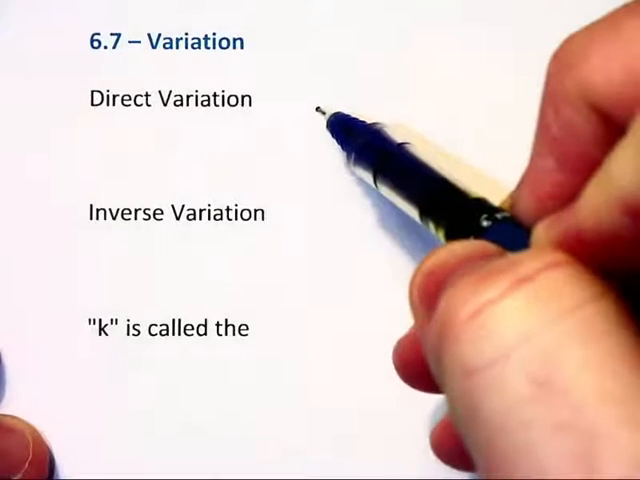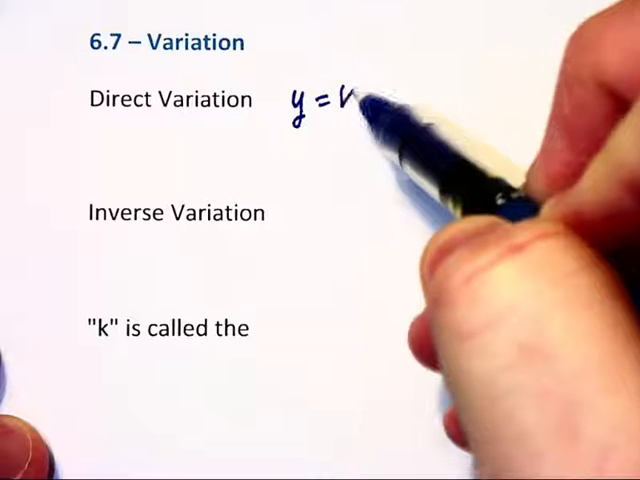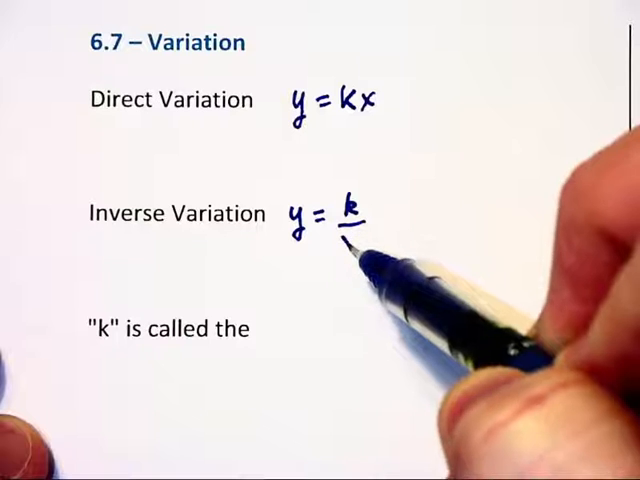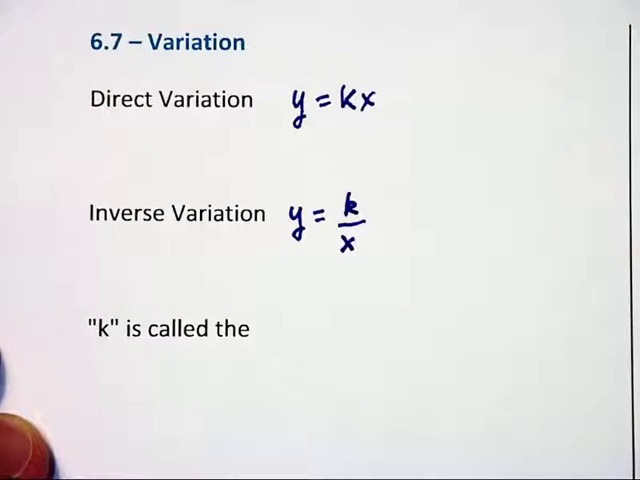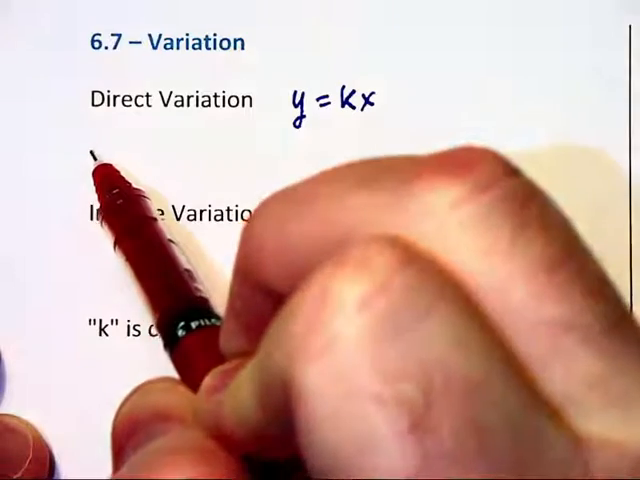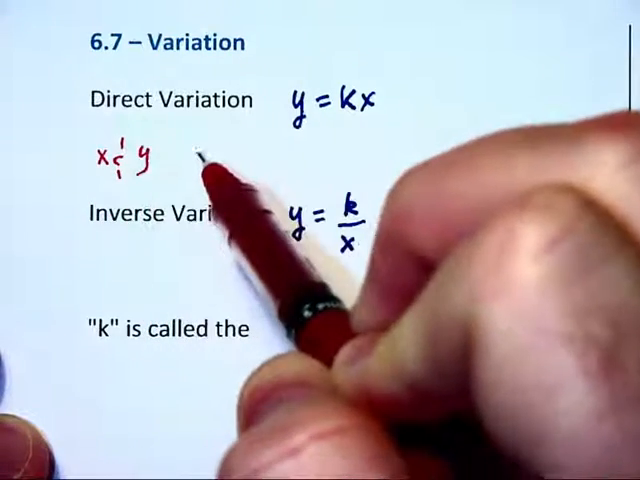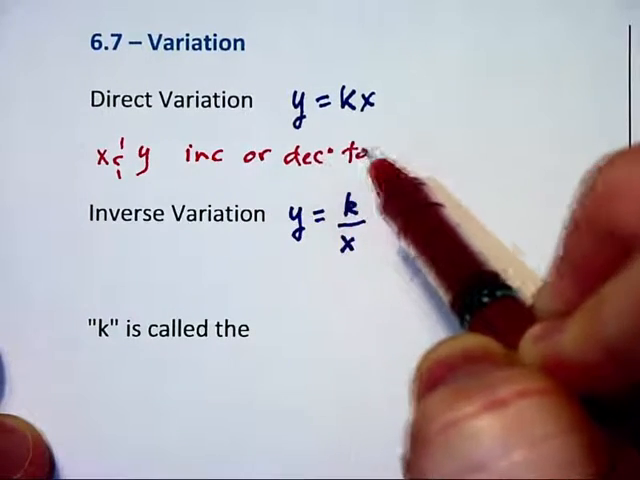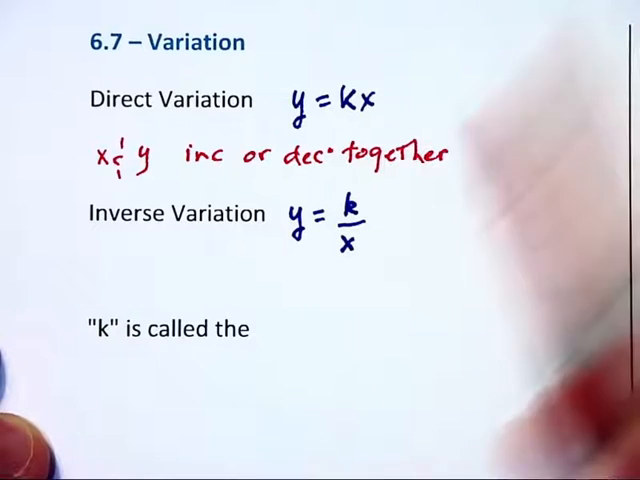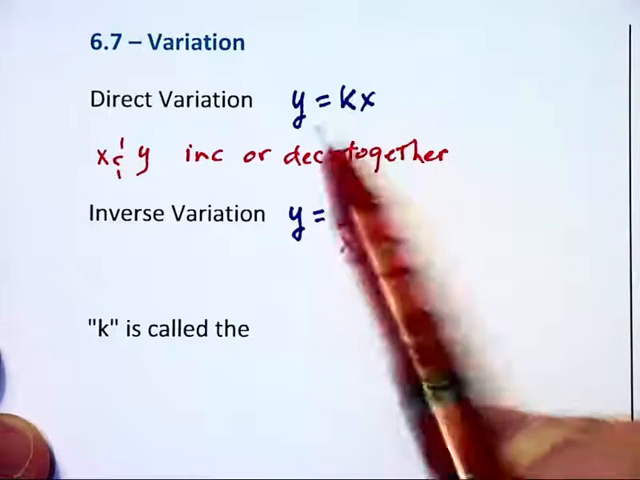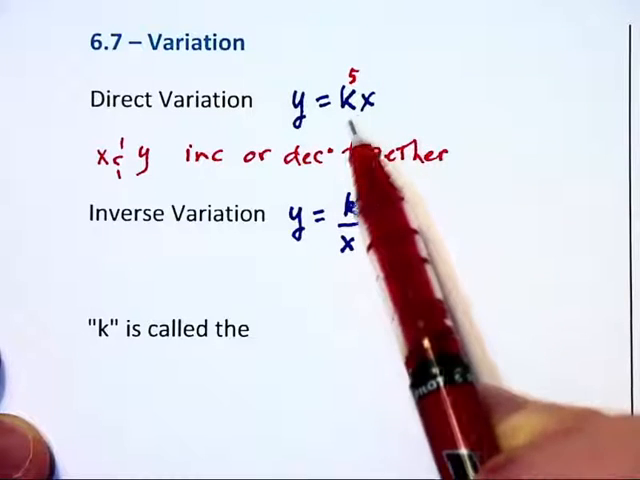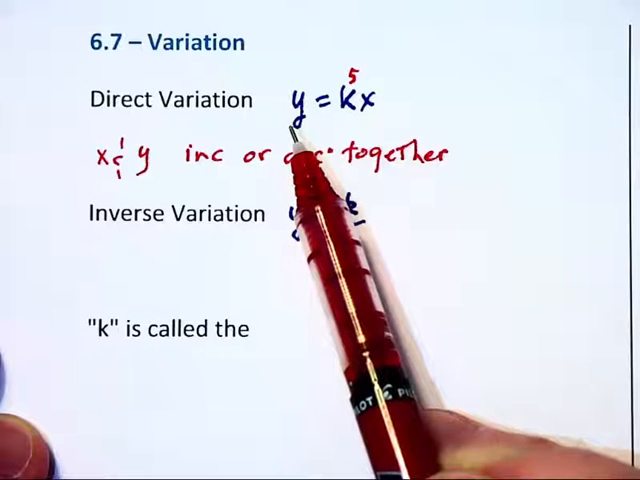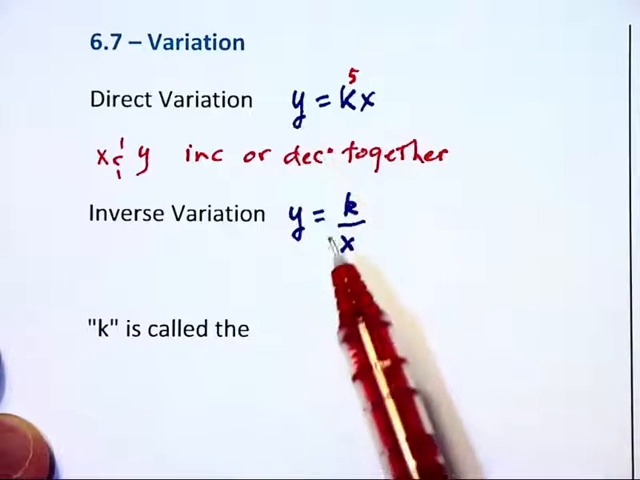Direct variation can be modeled by the equation y is equal to kx, and inverse variation can be modeled by the equation y is equal to k over x. What I'd like to call attention to in direct variation is that x and y increase or decrease together. In other words, let's pretend the value of k is 5. If you substitute a large number like 1,000,000 in for x and multiply it by 5, you get 5,000,000 coming out. X is large, y is large.